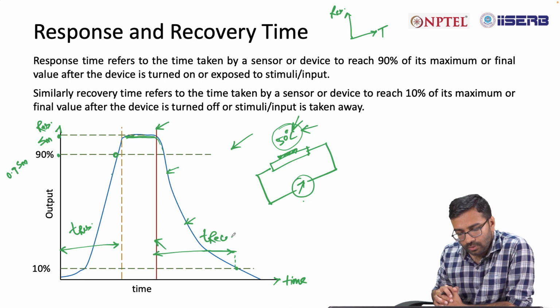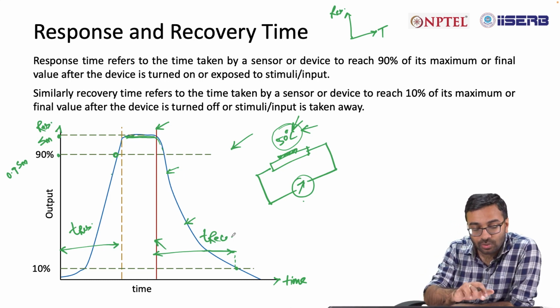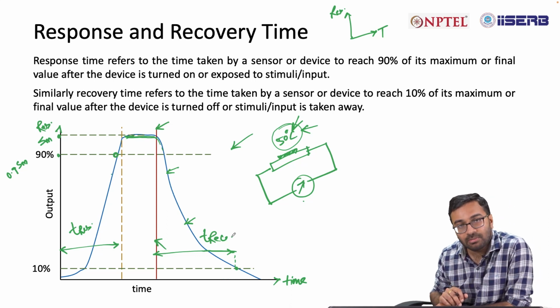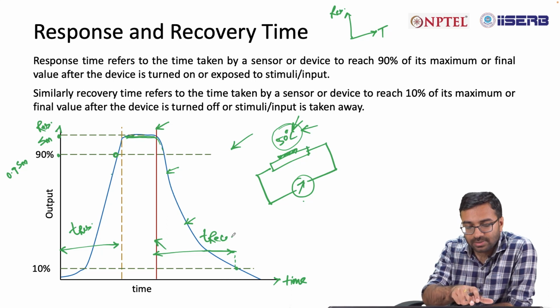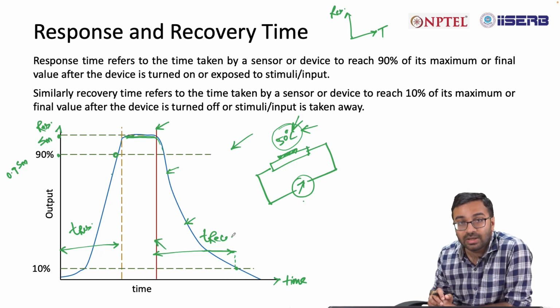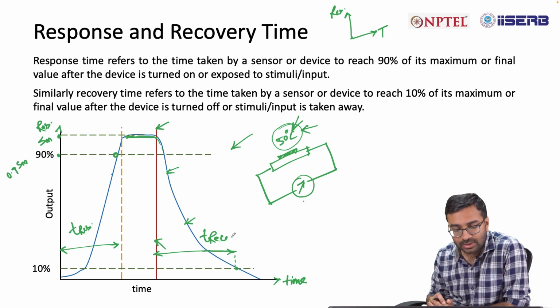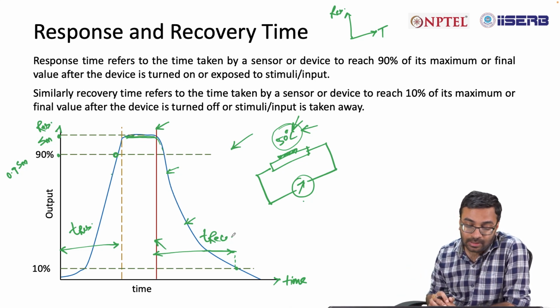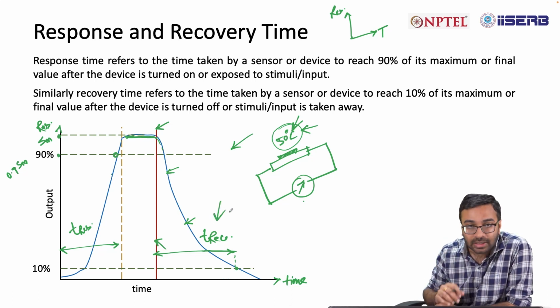So, the response time is the time the sensor takes to reach 90% of the maximum value, and the recovery time is the time the sensor takes to reach 10% of its maximum value when the stimulus is removed. That is known as recovery time. Again, for a sensor, it is desirable to have a very short recovery time.